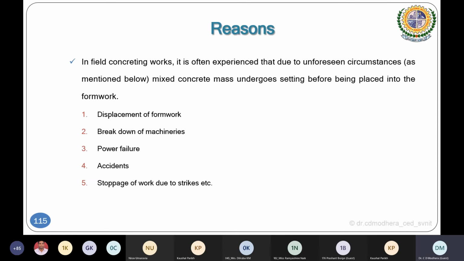Now why this study is required is very interesting. You can read also. In field concreting works, it is often experienced that due to unforeseen circumstances, as mentioned below, the mixed concrete mass undergoes setting before being placed into the formwork. Displacement of the formwork, breakdown of the machinery, power failure when concreting is going on, accident, stoppage of the work due to strikes, etc. These are the fundamental 4-5 reasons. There is a chance of delay in placing.